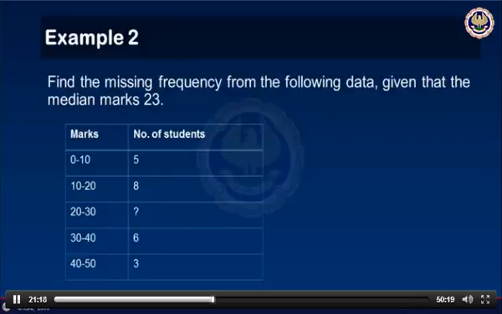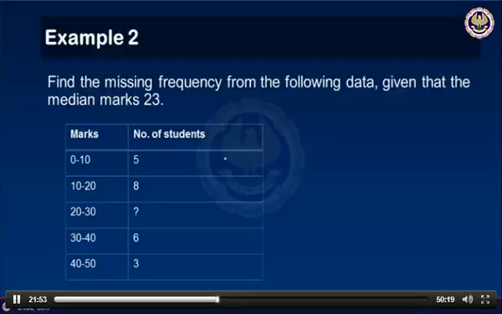Now in this example we are going to discuss the median for given data. Find the missing frequency from the following data, given that the median mass is 23. Let us look at the data. Mass and number of students are given. The masses are 0 to 10. One frequency is missing in the category of 20 to 30 mass. We have to compute it with the help of the median.